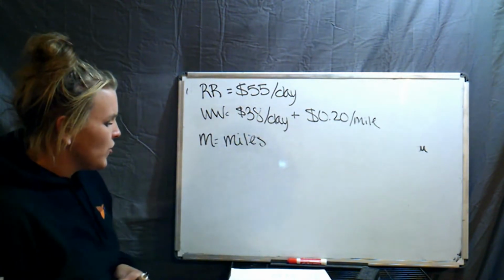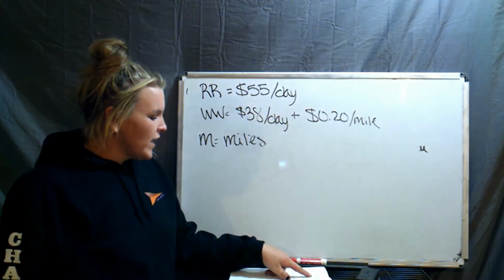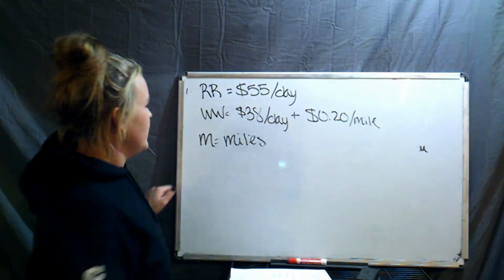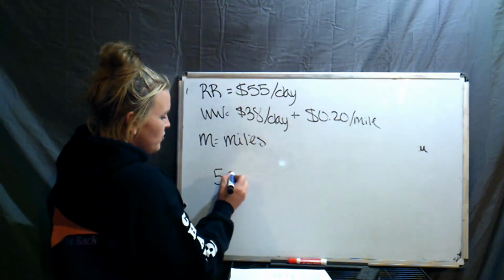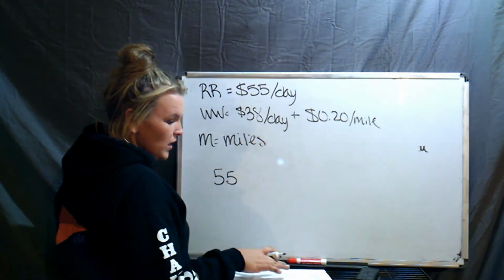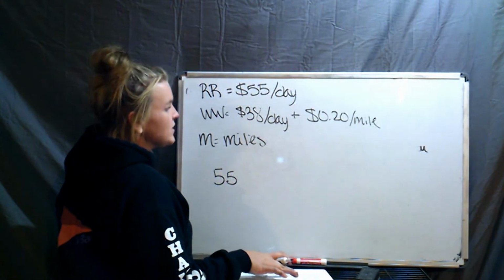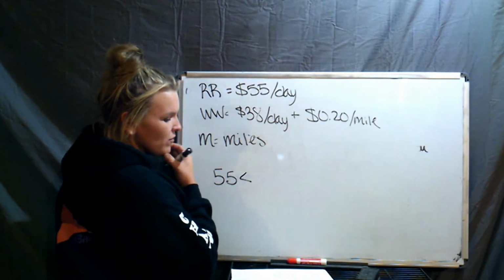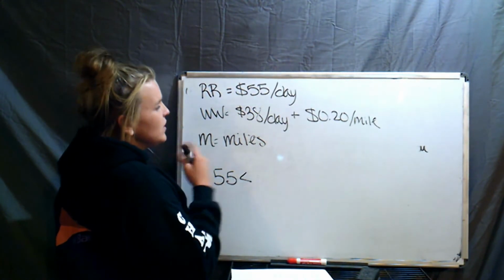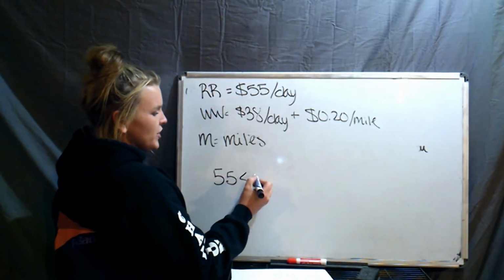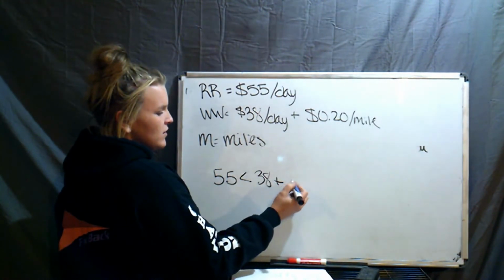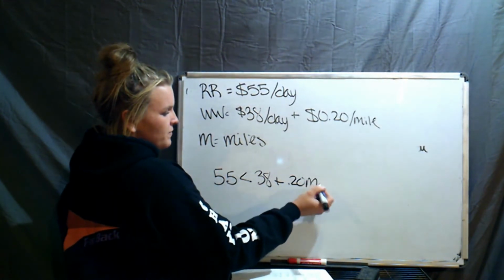And so I want to know for what number of miles is the cost at Rent-A-Ride less than the cost at We Got Wheels. So when is 55 less than the cost at We Got Wheels? And what is We Got Wheels? It's $38 plus 20 cents per mile.